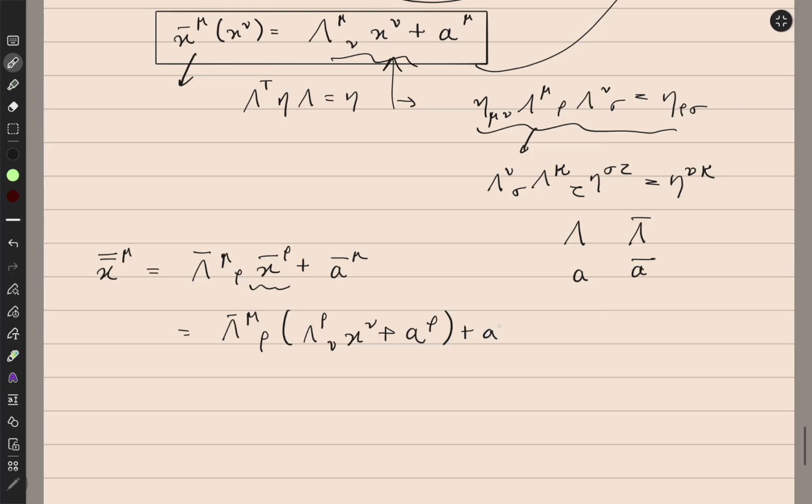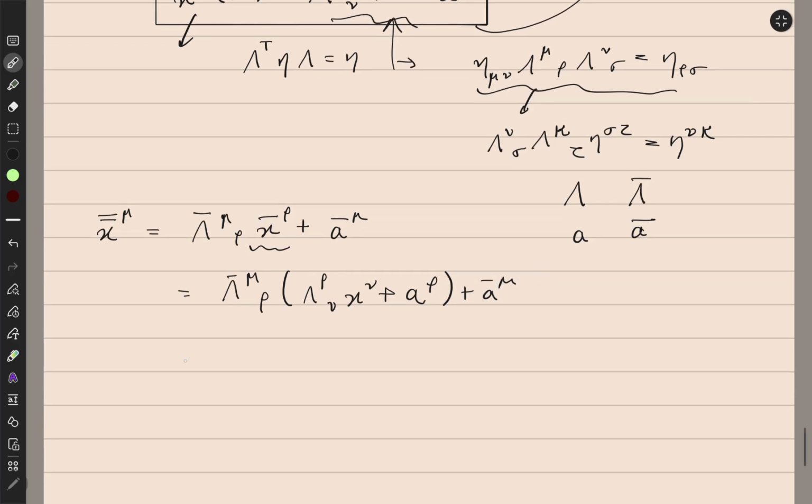Now if we just rearrange stuff, you can see that the consequence of applying one Lorentz transformation Λ followed by Λ bar is that you get this sort of structure.